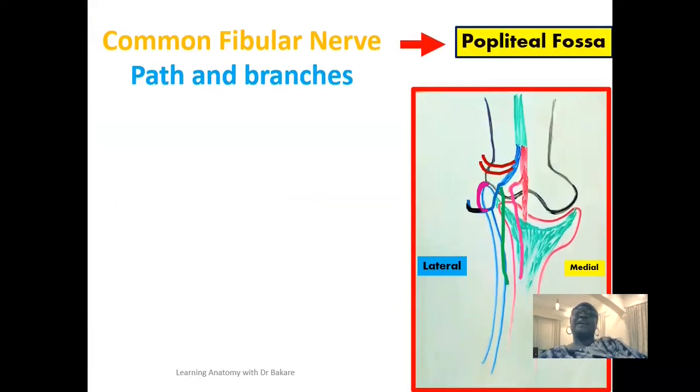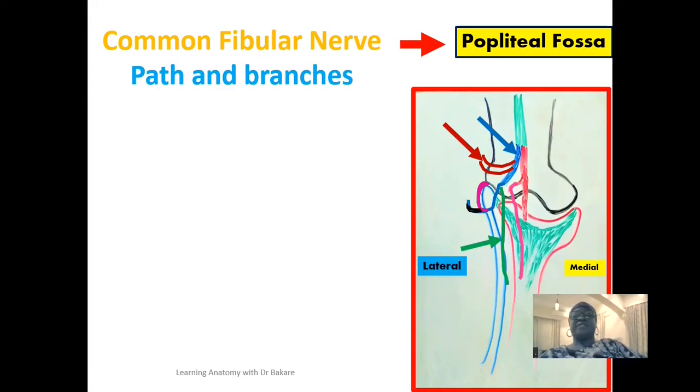So going further, also within the popliteal fossa, this is where we have the common fibular nerve that is heralded in blue. And we say that this nerve is an emergence of the sciatic nerve. We say that within the popliteal fossa, it is seen to give off the articular branches here that is heralded in red. It is also seen to give off the lateral supracutaneous nerve that is heralded in green.